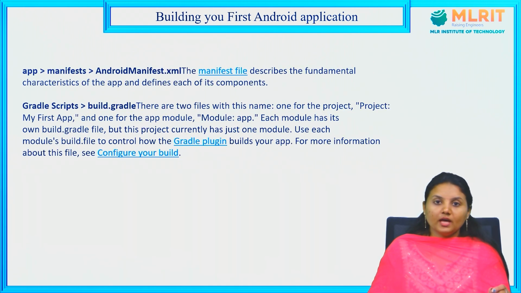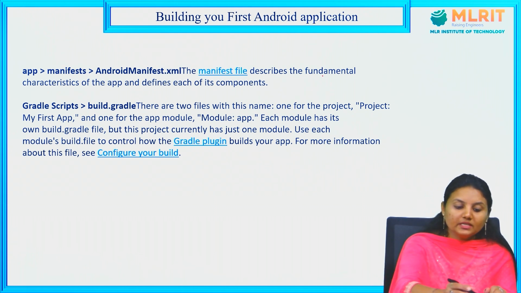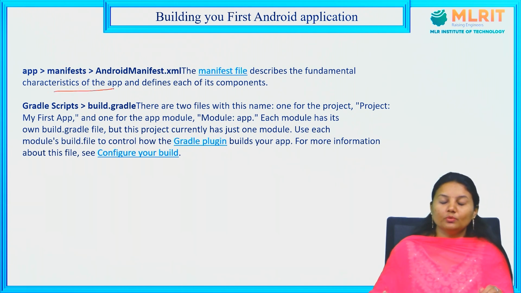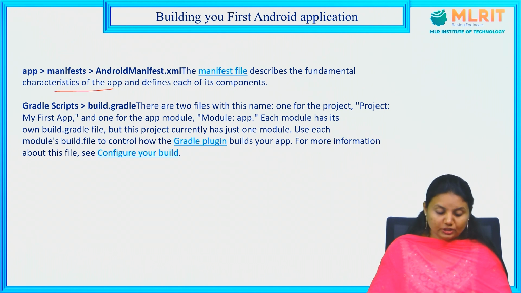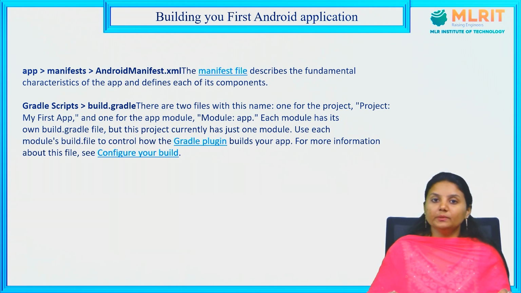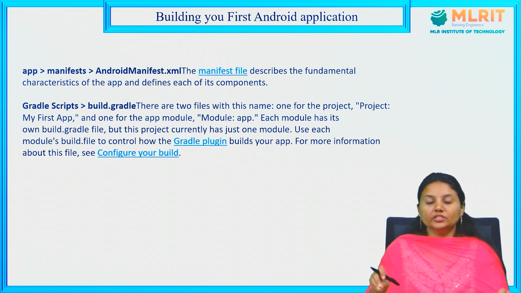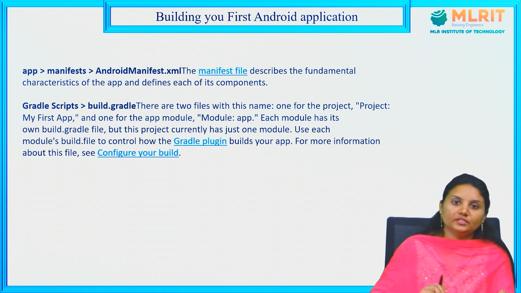Then we also have the app manifest file. The manifest file describes the fundamental characteristics of the application. Whatever components you are using, if you want to customize more, you can go to the manifest file and make the necessary changes. What sort of changes can you make? Suppose you want to keep an icon for launching your application. That icon can be placed in the drawable folder, and the path can be given in your Android manifest file.